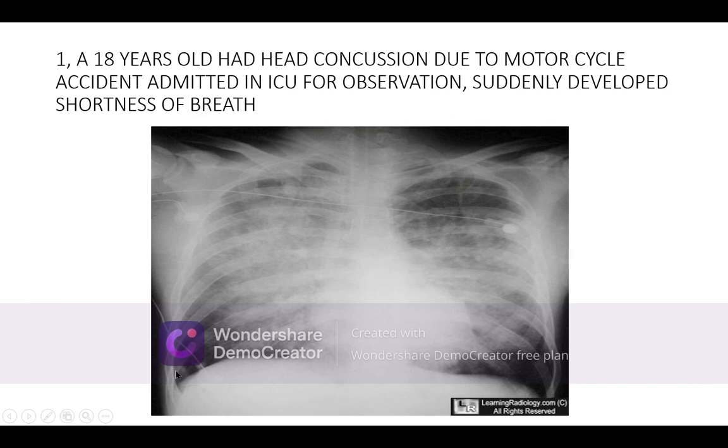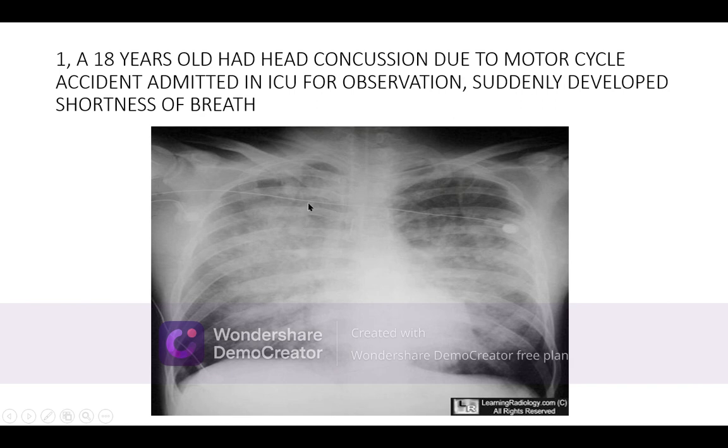It is sparing the costophrenic angle and the cardiophrenic angle. The angles are free, as well as the apices. These are the reservoirs actually for the vital capacity. They are free of these shadowings. The dome of the diaphragm otherwise is normal. The middle mediastinum and upper mediastinum are normal.